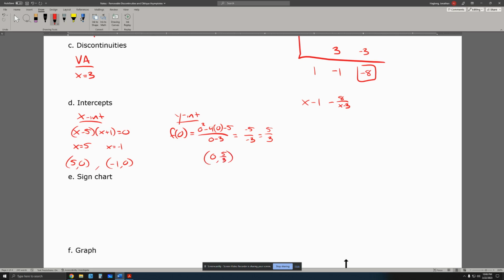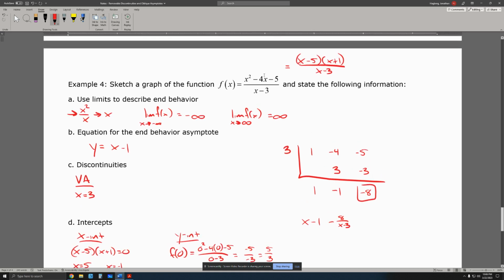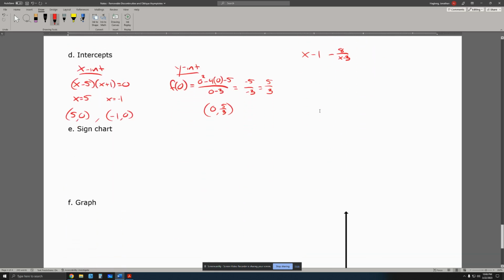One thing I noticed too, just like in polynomials, when they're written in standard form, remember that constant term is the y-intercept. For rational functions, where the numerator and denominator are also written in standard form, it's just the ratio of those constant terms. So negative 5 over negative 3. We can kind of see it from the original function. All right, so sign chart.